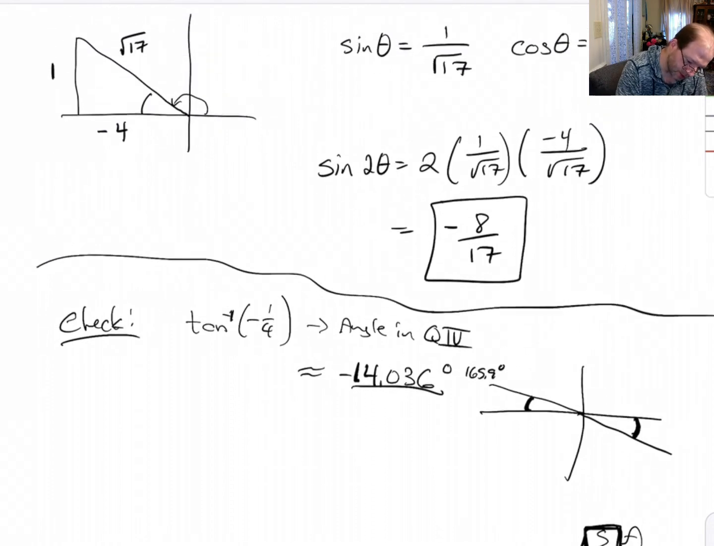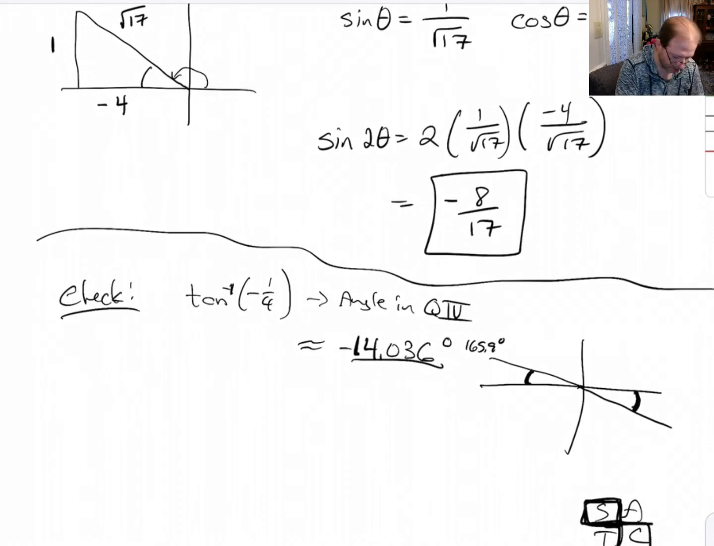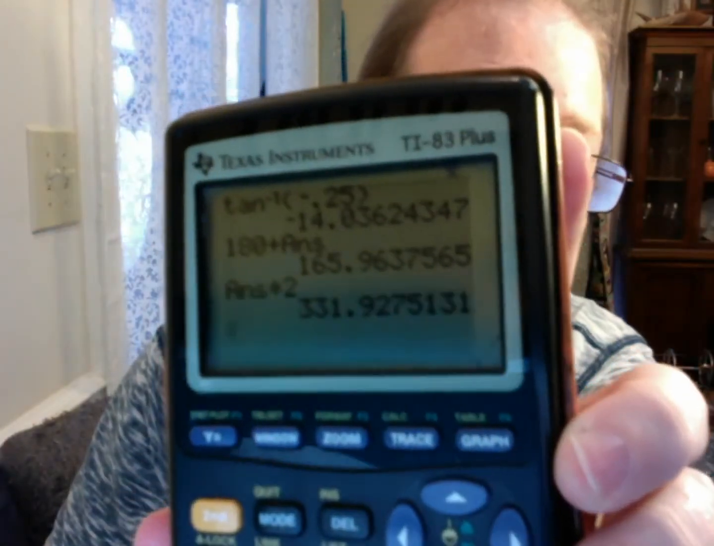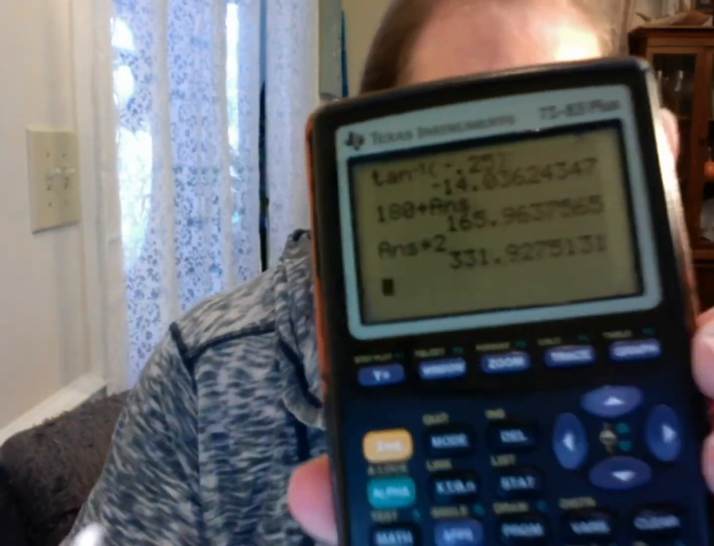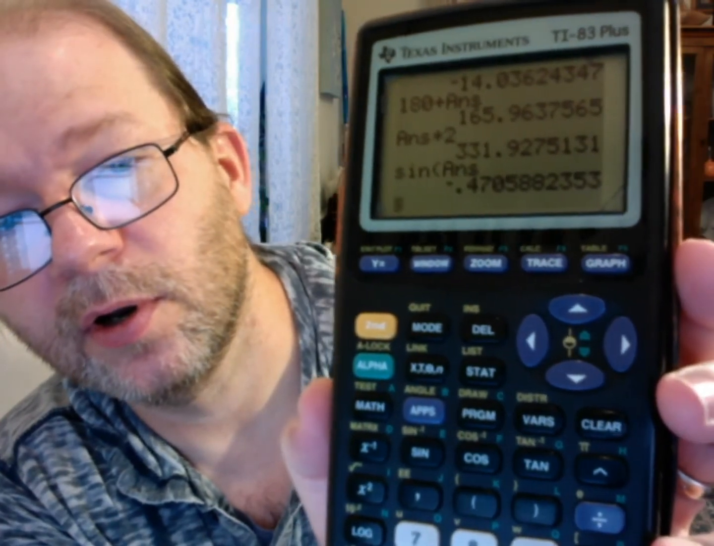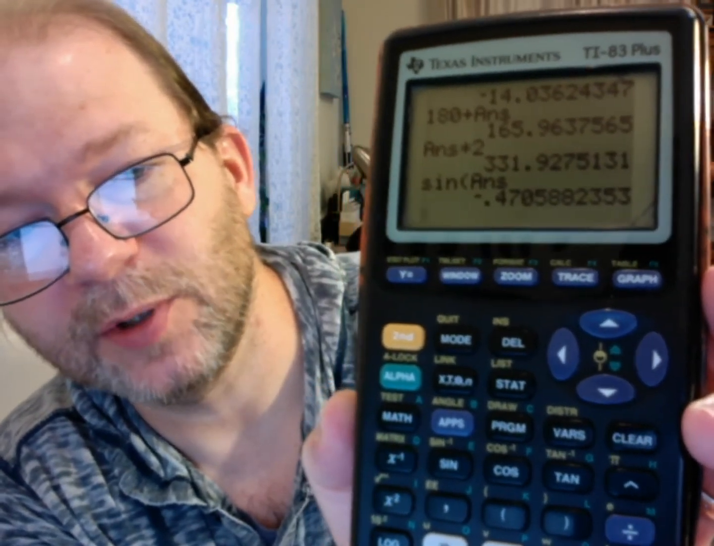Now what I'm going to do is double it and take the sine. So I've got 165.9 times 2 gives me an angle of 331.9. And if I take the sine of that, that gives me this number here. Okay, that should be -8/17.